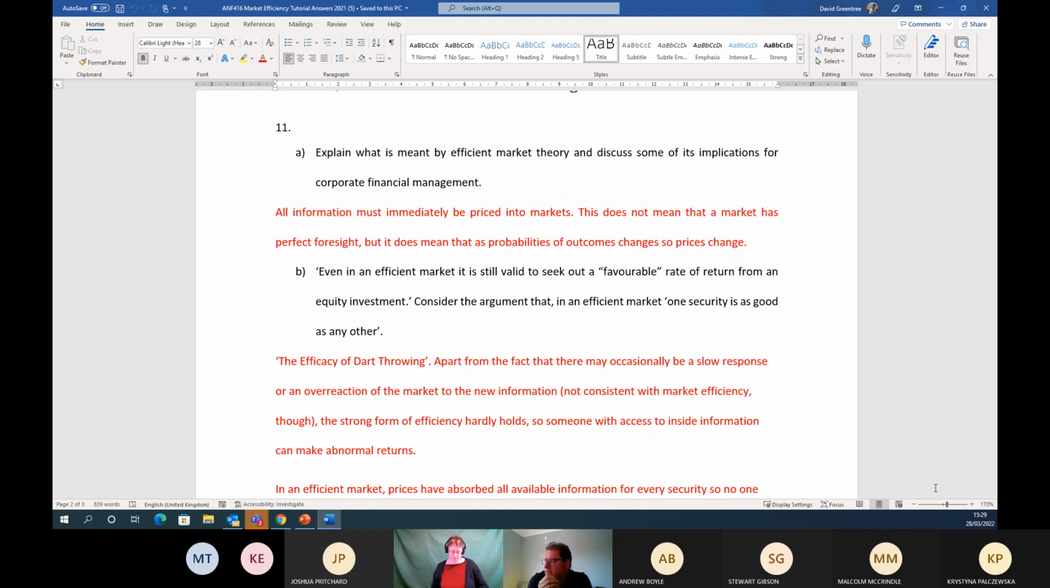So the first one is asking you to explain what is meant by efficient market theory. An efficient market, simply put, is that all information is immediately priced into markets. But that doesn't mean that all markets have perfect foresight. What it means is that the probabilities and changes in the probabilities are factored into the price of an item on the market, and therefore it reflects changes in probabilities of things happening.